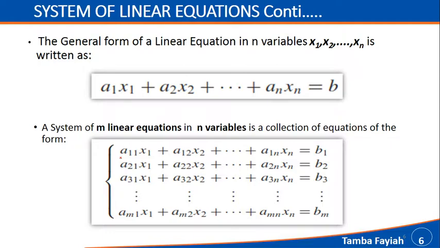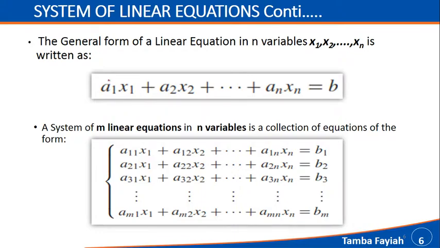So the general form of a linear equation in n variables, x1, x2, all the way to xn, is written in this general form: a1x1 + a2x2 + ... + anxn = b.